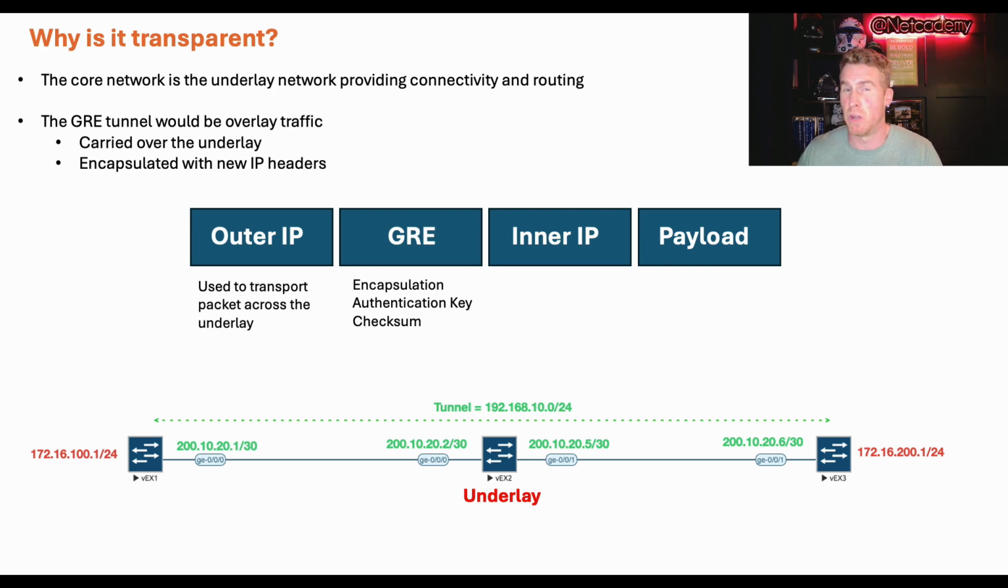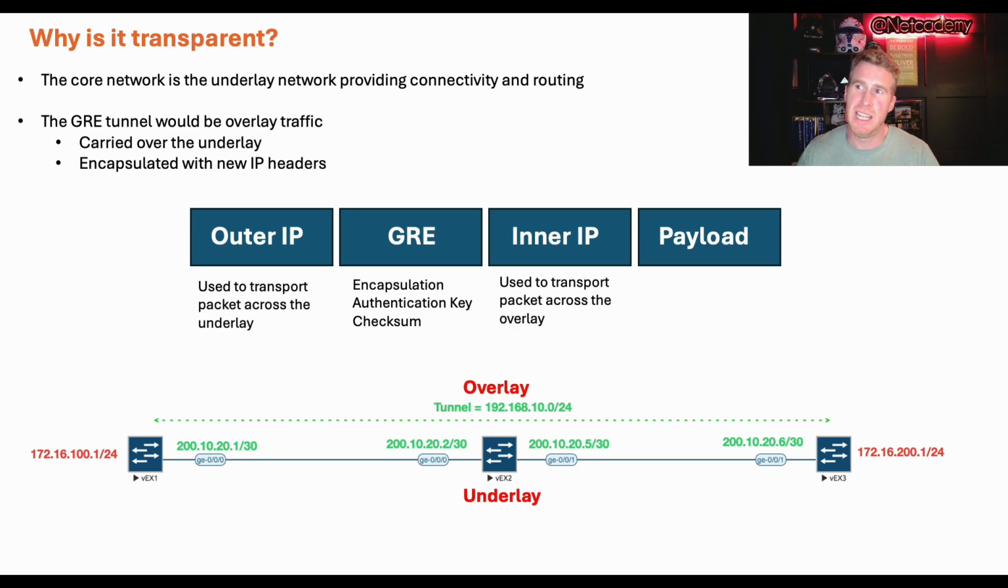Now the GRE header adds a bit more information to it. It says, yeah, this is what I'm encapsulating. It's IPv4, it's IPv6. There's an aspect of an authentication key. There's a checksum, there's flags. Quite a bit of information that goes into this 4-byte header. But that's generically, generic no pun intended, what the GRE header is providing.